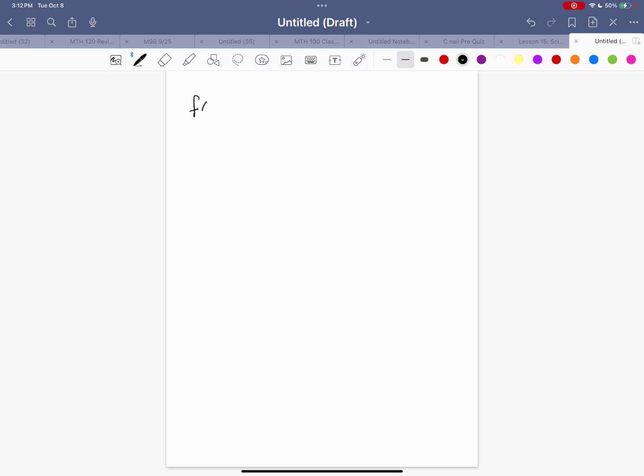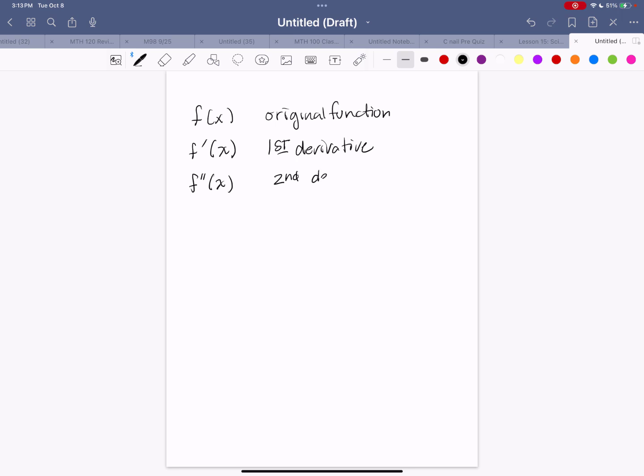If you start with f of x, f prime of x, and I always make mine a little too straight up and down. It's actually like an apostrophe. This is your first derivative. Okay, f of x is our original function. And if we want to do the second derivative, that means we take the derivative of the derivative and we use a double prime. And we just say second derivative.